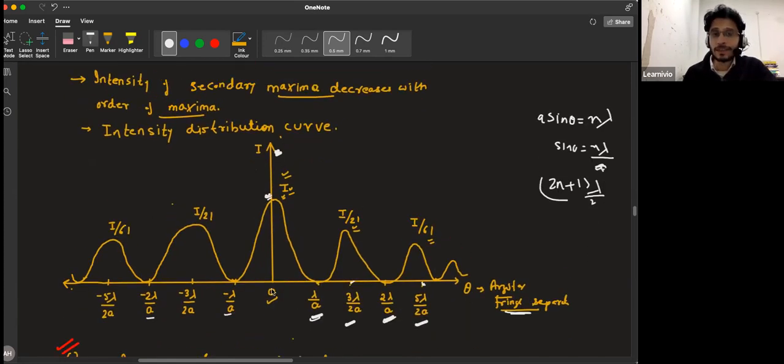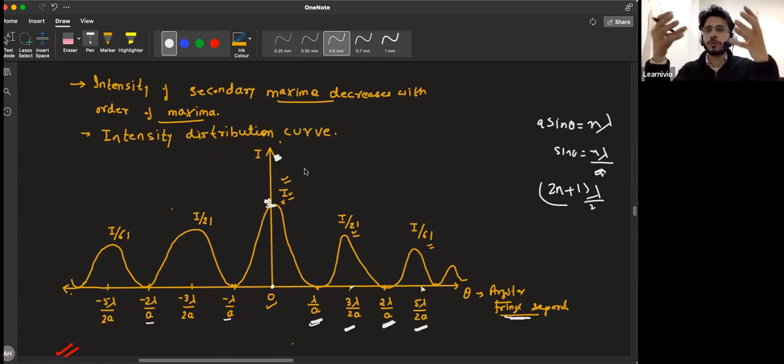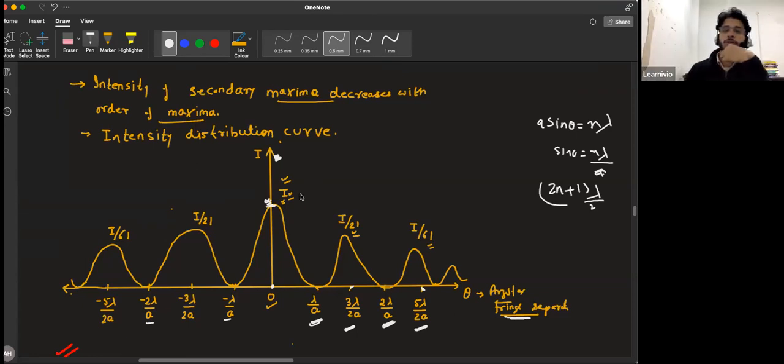The intensity for the central maxima is maximum. But as you go to higher maxima, the intensity keeps on decreasing. The reason is, as you go to higher maxima, the major part of the waves will get cancelled out. So for the first maxima it's I naught, second it's I naught by 21, third it's I naught by 61. There's no need to calculate where these numbers 21 and 61 came from. You have to memorize this.